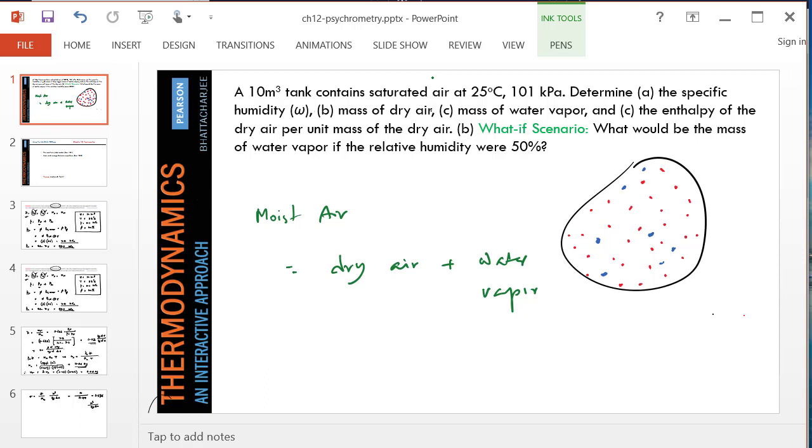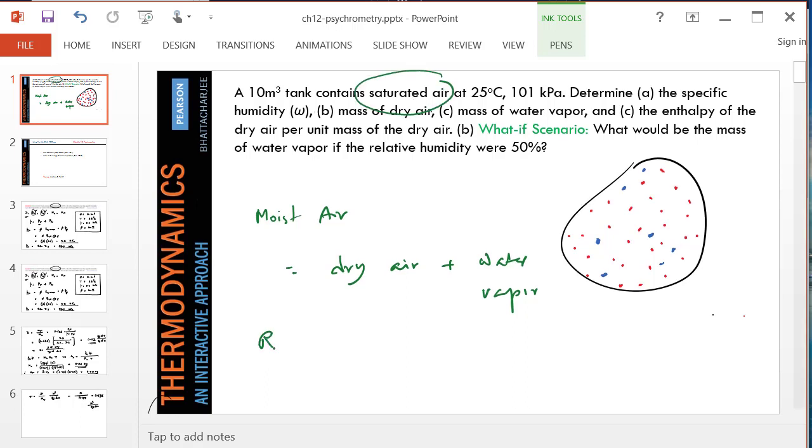Well, it's given that the air is saturated, which means the relative humidity, also known as phi, is 100%. So this is one property we know. The dry bulb temperature is given, and the total pressure is given. Notice, moist air being a mixture of two perfect gases, we need three independent properties to find its state. So let's go. It's a straightforward problem.